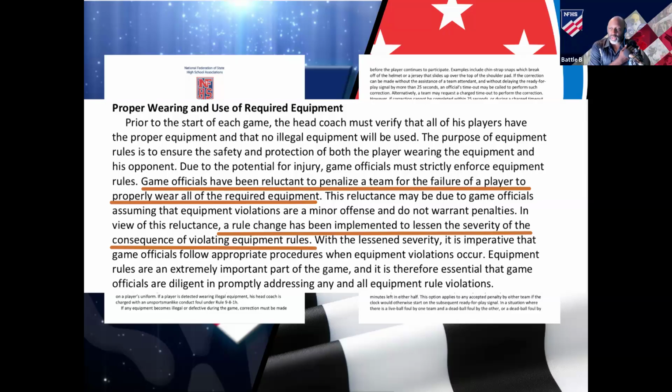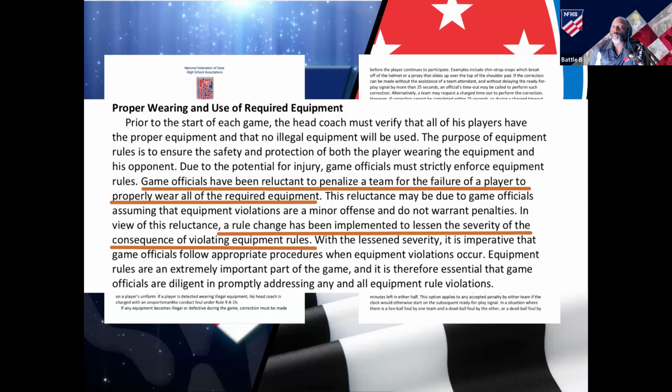With the lessening severity, it is imperative that the game officials follow appropriate procedures when equipment violations occur. Equipment rules are an extremely important part of the game, and it is therefore essential that game officials are diligent to promptly address any and all equipment rule violations. So even, like they said before, officials were very reluctant to penalize teams.